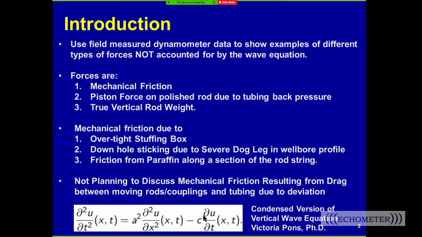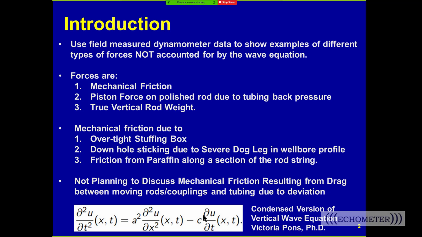So we're going to talk about the idea that the rods, when they're in the curved section of the well, are resting on the side of the tubing, and that has an impact. And if you're using a vertical wave equation, that typically is not accounted for. We're going to show an example of an overtight stuffing box. We're going to show sticking down hole. We're going to talk about mechanical friction from paraffin.